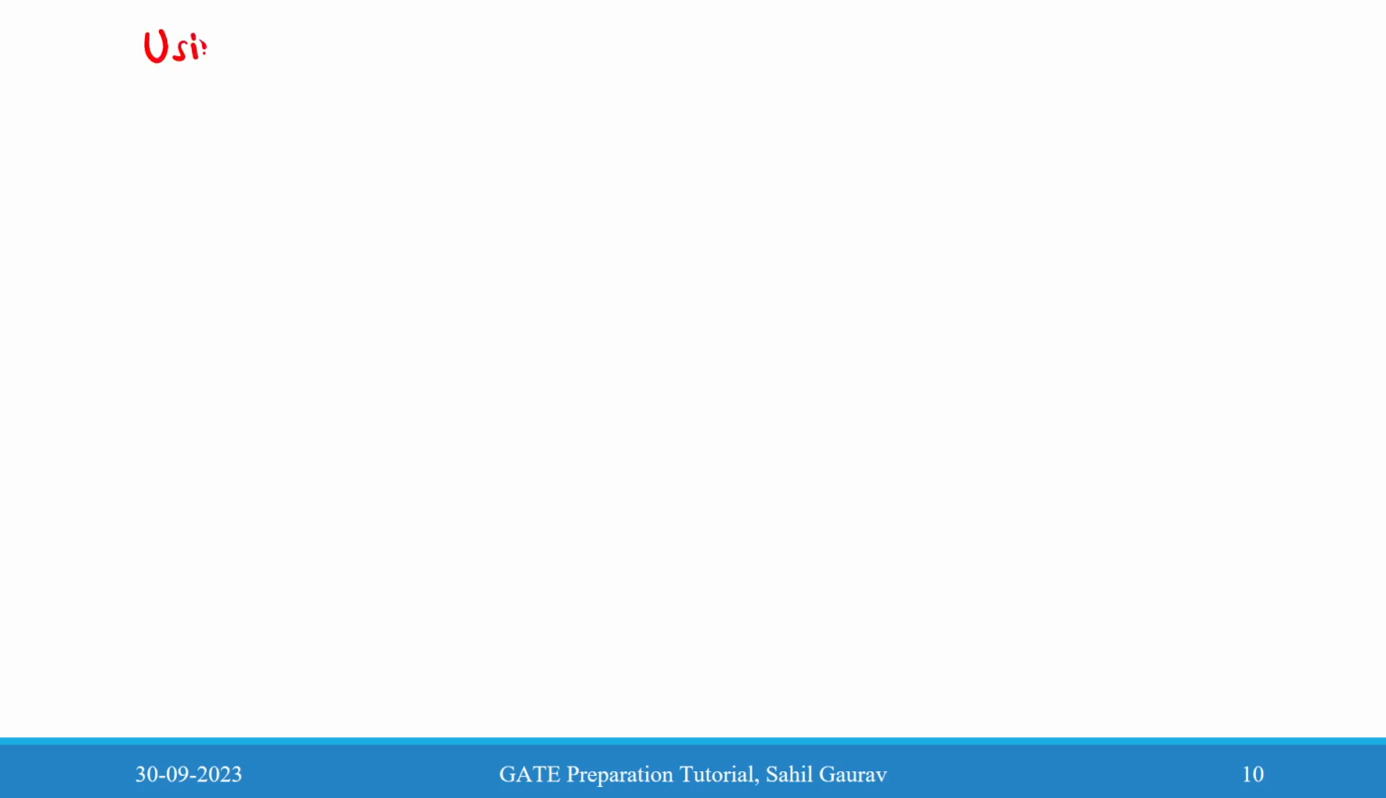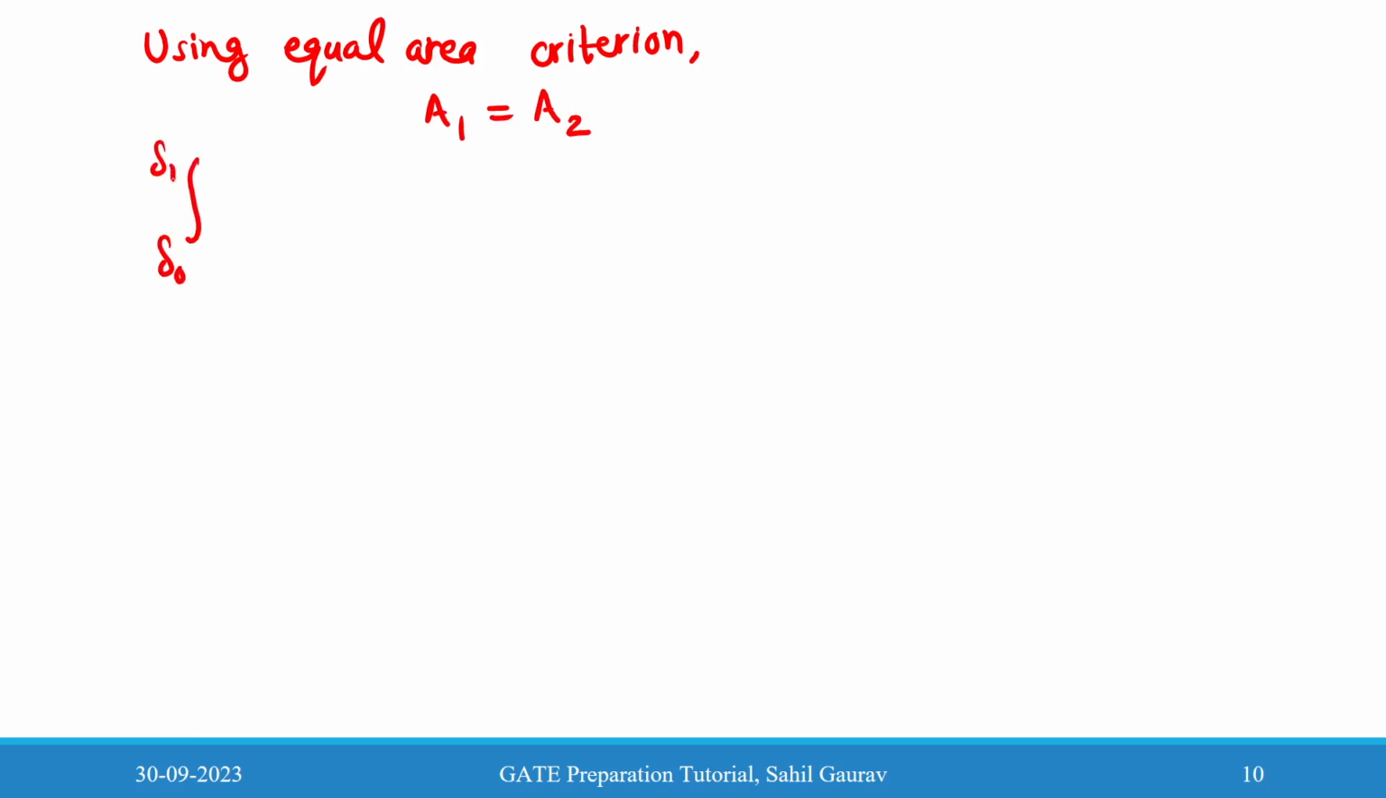So using equal area criterion, A1 is equal to A2. For A1, it is going from delta naught to delta 1, that is the final operating point. Delta 1 is the final operating point.